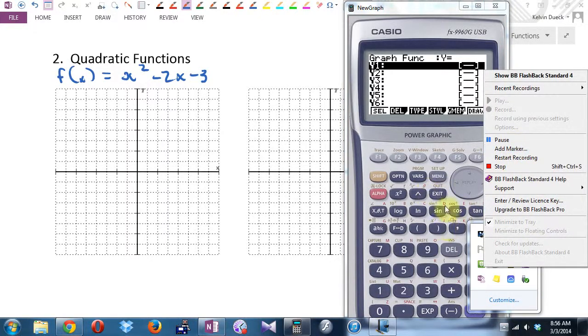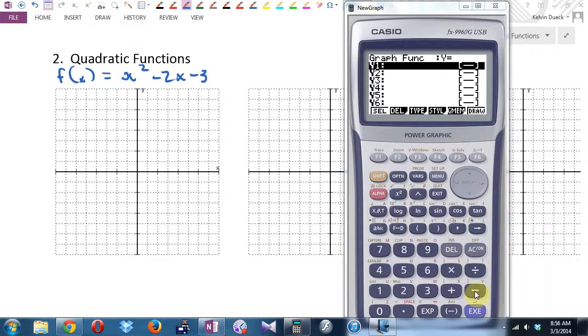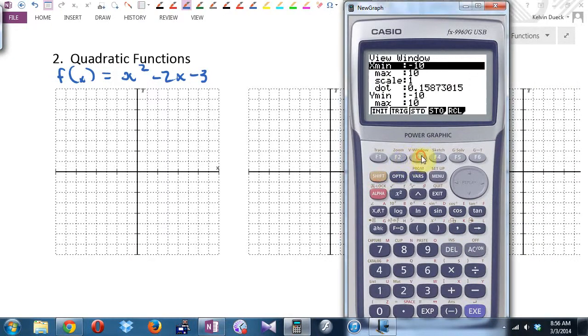View window is in yellow right above the F3, so Shift F3. Don't use a pencil, it wears off the paint on the buttons faster. And then view window, STD stands for standard.